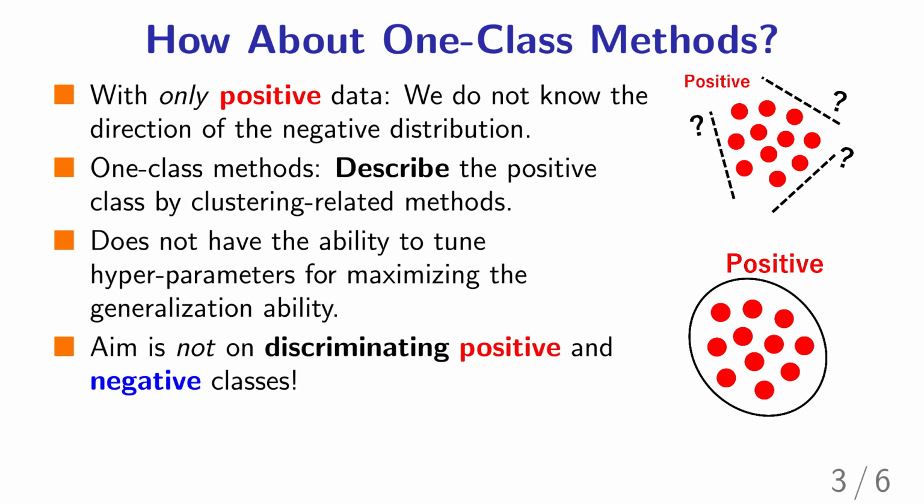You might be thinking about one-class classification or anomaly detection methods. These describe the positive class by, for example, clustering-related methods, as you can see from the lower figure. But they do not have the ability to tune hyperparameters for maximizing the generalization ability, and their aim is not on discriminating positive and negative classes. So one-class methods are quite different from binary classification, which is what we want to do. So what should we do?